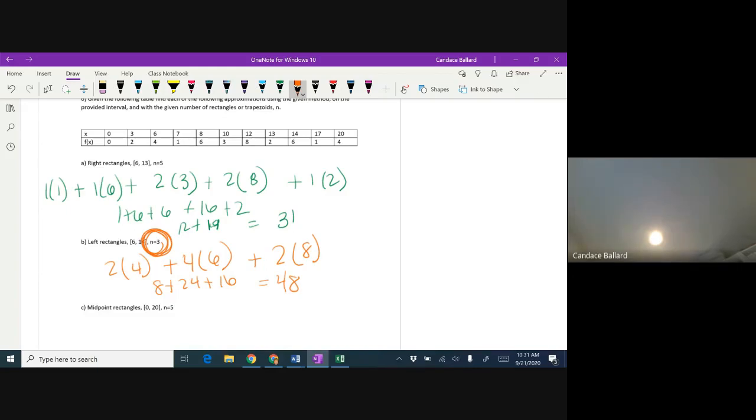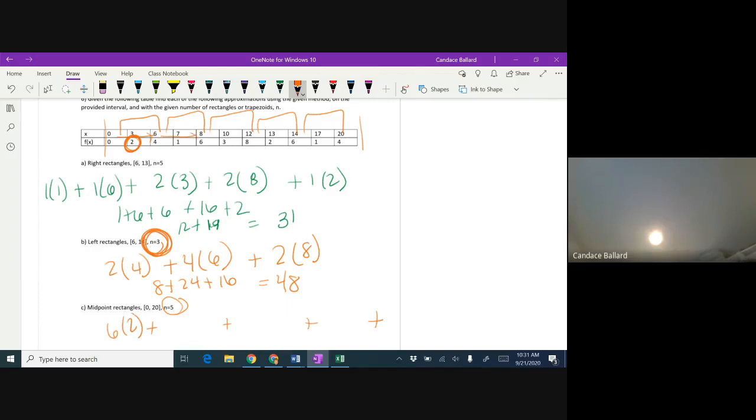Okay, midpoint rectangles. It says I'm going all the way from 0 to 20 this time. So 0 to 20. Notice I'm doing n equal to 5. So I'm going to count off my 5. So 1, 2, 3, 4, 5. Okay, so my first distance in between is 6. The height is going to be the one in the middle because we're doing midpoint, so 2.